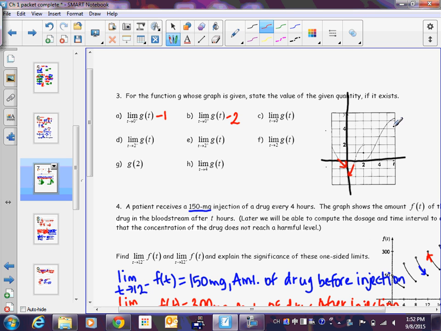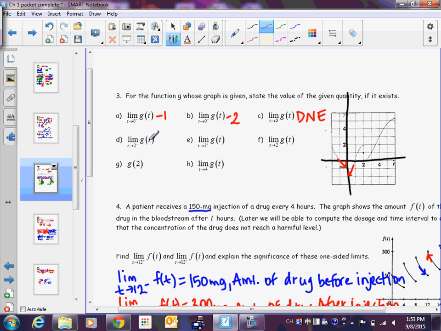Now, did it matter which one was a point and which one was a hole? No. When you're trying to find limits, it doesn't have to be a hole, it doesn't have to be a point, it could be either one. Okay, now because the left and right-sided limits are not equal, what do we know the answer for C has to be? Does not exist. If they were both the same number, then that would be your answer for part C.